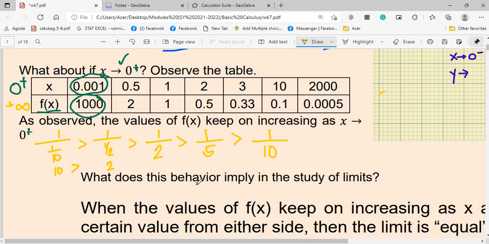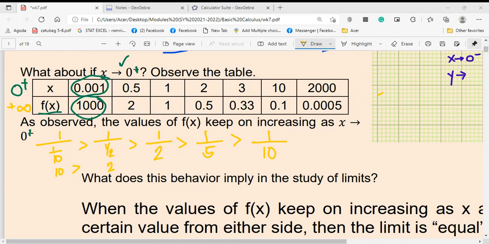What happens? Ang sabi niya, lakihan mo. Liitan mo. Lakihan mo lang. Just increase. Then what happens to y? Now, just decrease. What happens to y? So that is now an introduction to infinite limits and limits at infinity. Now let's have the definition of the two.